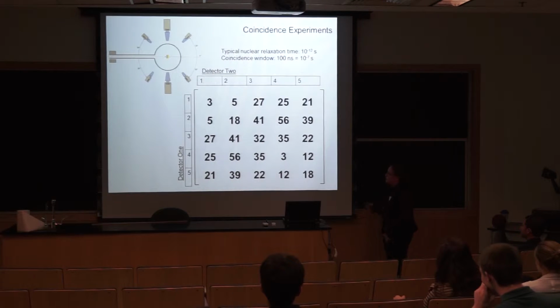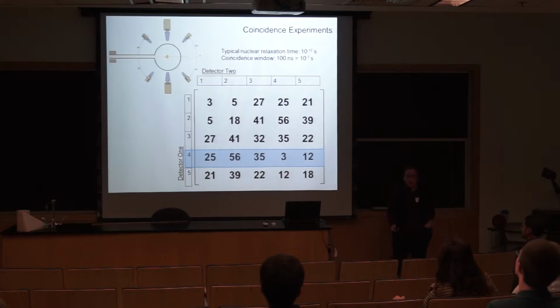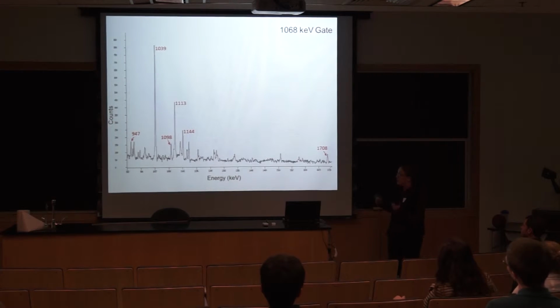So the matrix fills up, and you end up with something like this. You can visualize this as kind of a 3D surface where the large numbers are like a peak and the small numbers are like a dip. And what I look at are gates or slices of the matrix. And then I focus on which gamma rays I saw most frequently in coincidence with other gamma rays. So that looks like something like this. This is a histogram of a 1068 keV gate.